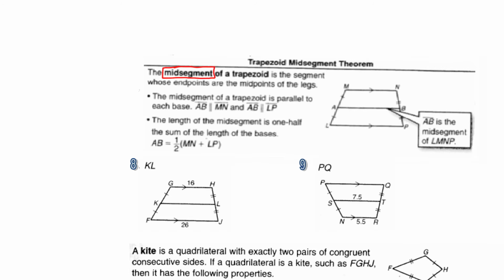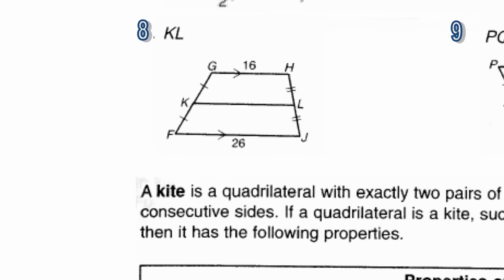Let's talk about the mid-segment of a trapezoid. The mid-segment of a trapezoid is the segment whose endpoints are the midpoints of the legs. So you find the midpoint of each leg, and then you connect those two and you make the mid-segment. Let's look at number 8 right here. This right here is the mid-segment of that trapezoid, because you've connected the midpoint here and the midpoint here.